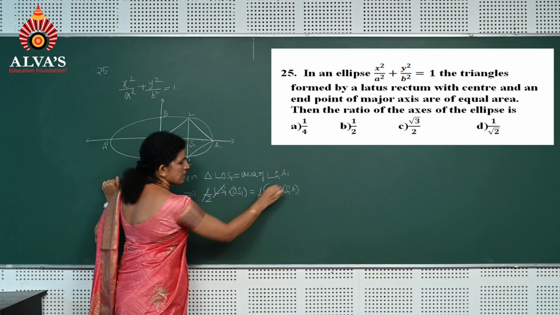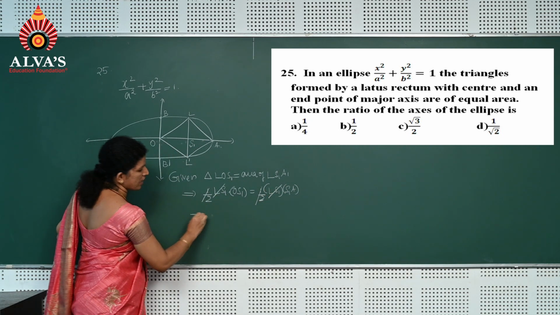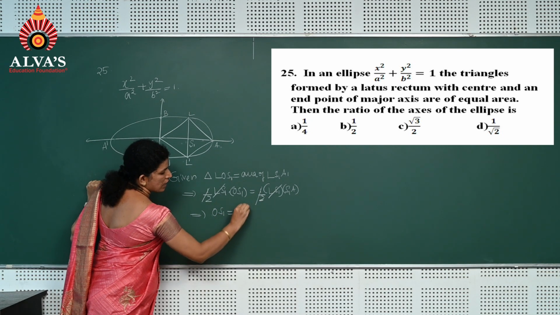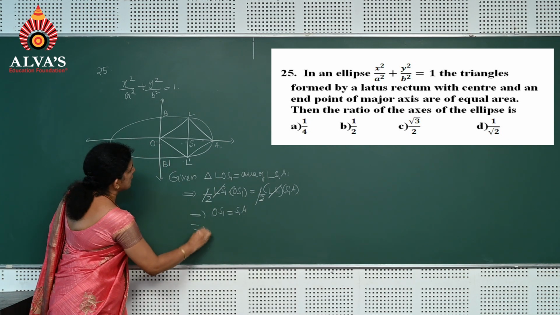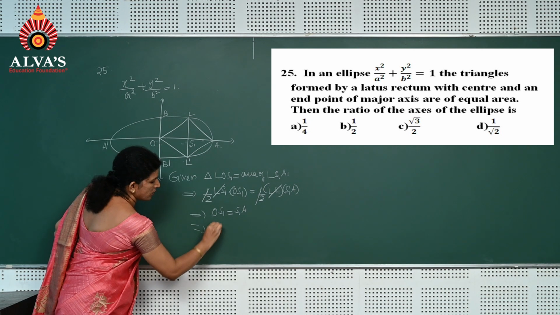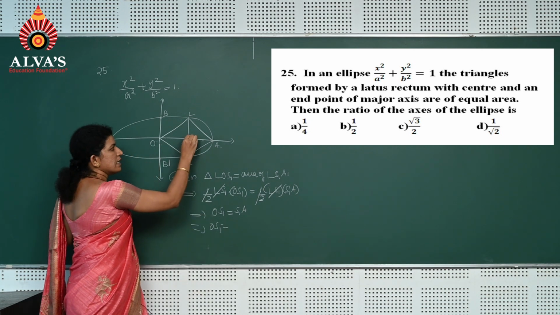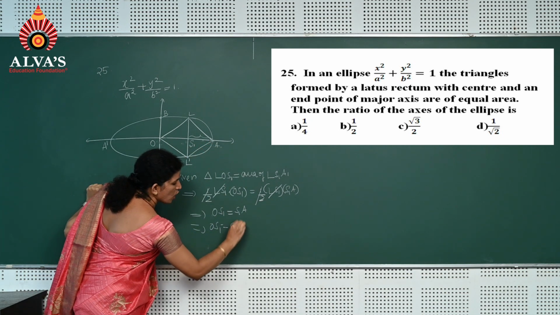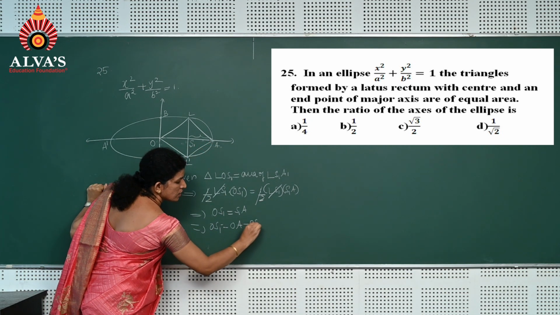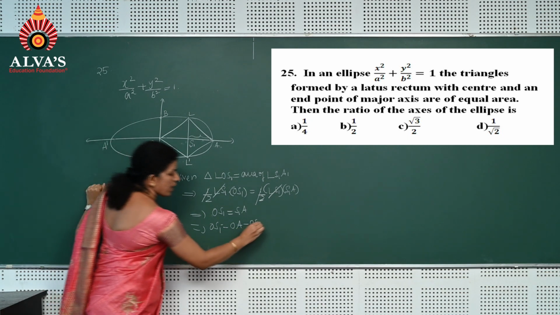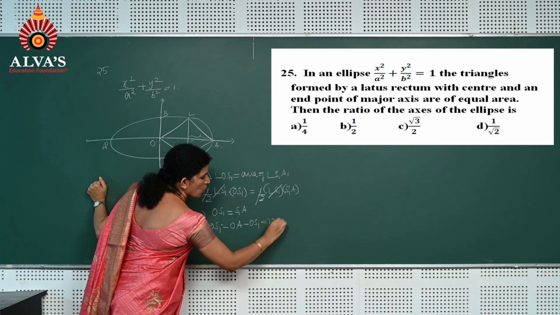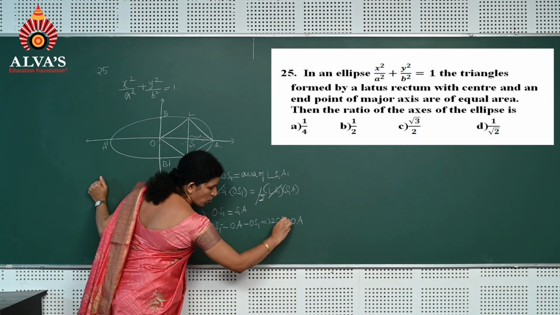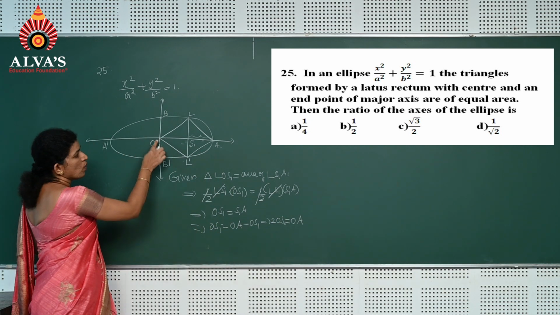Half as well as LS1 get cancelled. Remaining is OS1 equal to S1A. See, OS1 equal to S1A. S1A is nothing but OA minus OS1. Rewriting this, 2OS1 equal to OA.